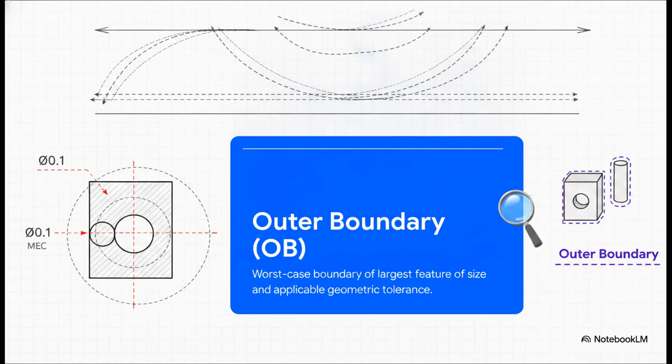The answer? Failing to account for the outer boundary, which is often functionally discussed right alongside virtual condition. According to Section 3.5, the outer boundary is the worst-case boundary generated by the collective effects of the largest feature of size and the applicable geometric tolerance. Look, if a hole is at its maximum material condition, meaning it's as small as it's legally allowed to be, and it's shifted all the way to the absolute edge of its positional tolerance zone, its effective clearance for a mating pin shrinks drastically. The supplier only checked the size of the hole, not the combined worst-case boundary of size plus location. Rookie mistake, but it happens all the time.